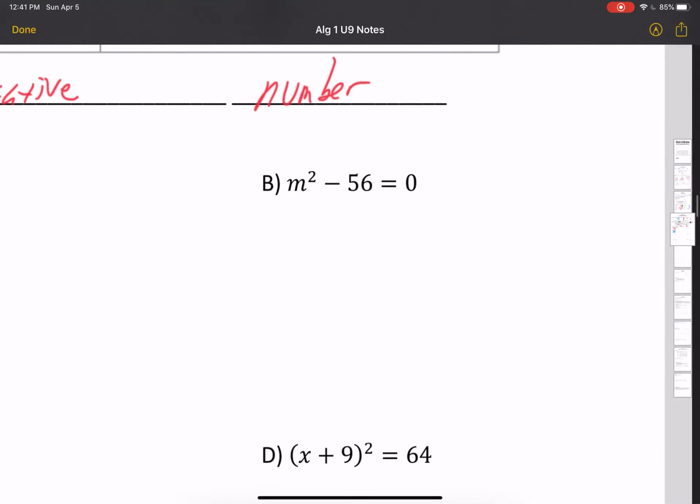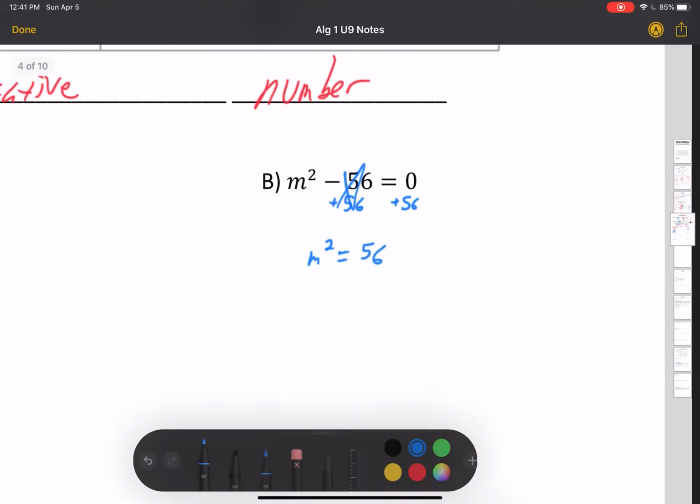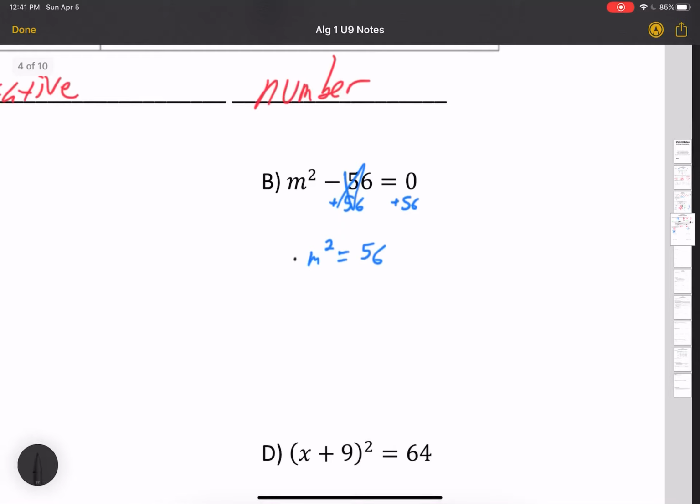Okay, let's go over to B. We got m squared minus 56 equals 0. So this is almost close to being ready, but we need to get the m squared by itself. So I'm going to add 56 to both sides. So I get m squared equals 56. Then I'm going to take the square root of both sides. So m is going to equal plus or minus square root of 56. But 56, that's not a nice perfect square. So what we need to do off to the side is simplify that radical.